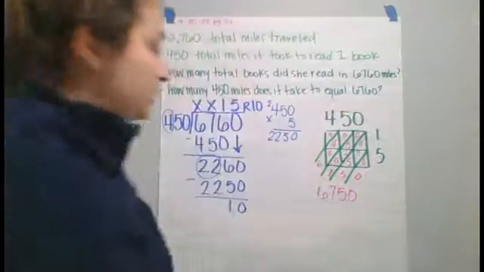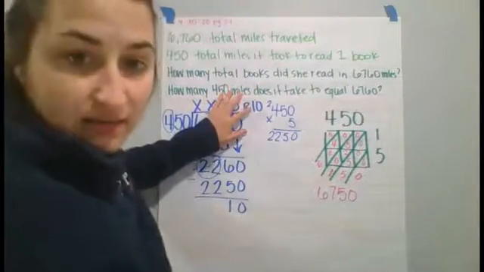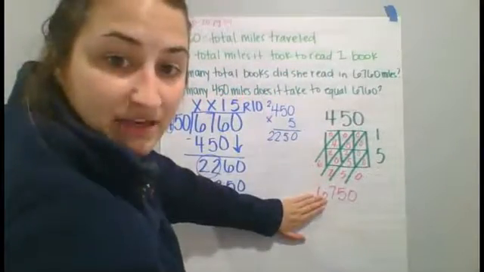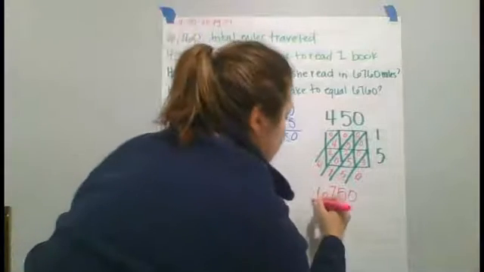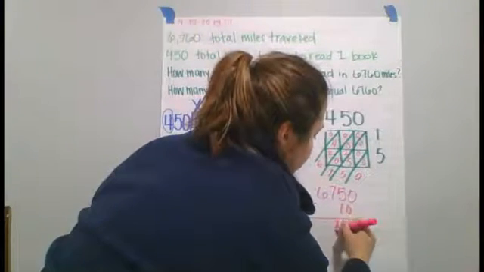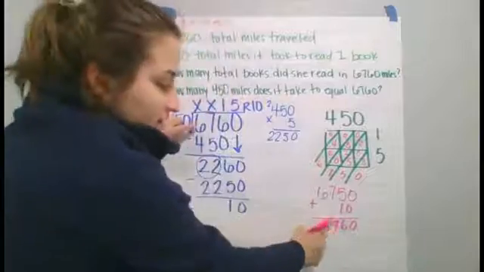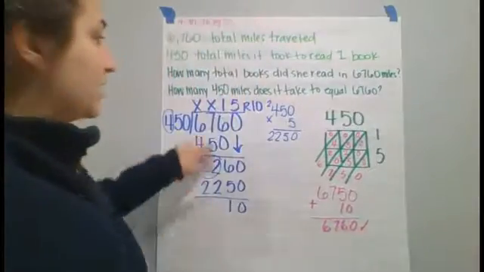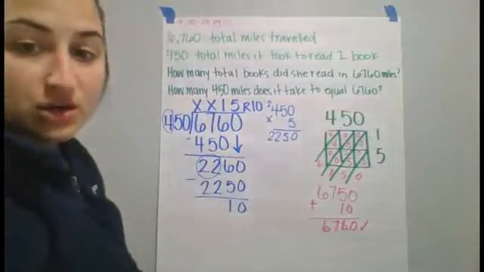But if you remember, we still have this 10 that we need to add back in to make sure that we're accounting for all parts. So we have 0, 6, 7, 6. And if you notice, this is a match. So our answer of 15 remainder 10 is correct.